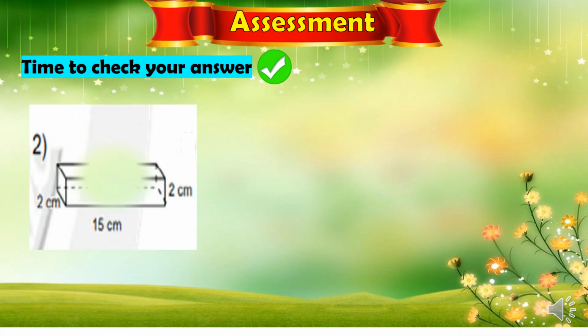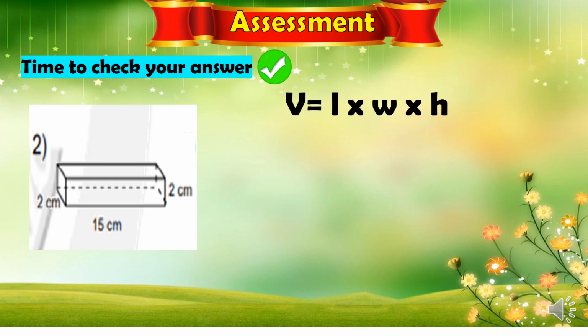Let's move on to number 2. So number 2 figure has a measurement of 2 centimeters, 15 centimeters, and 2 centimeters. Again, this is a rectangular prism. So we will be using the formula V equals length times width times height.